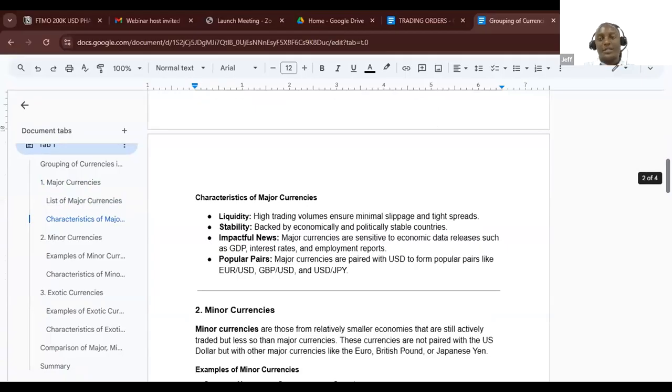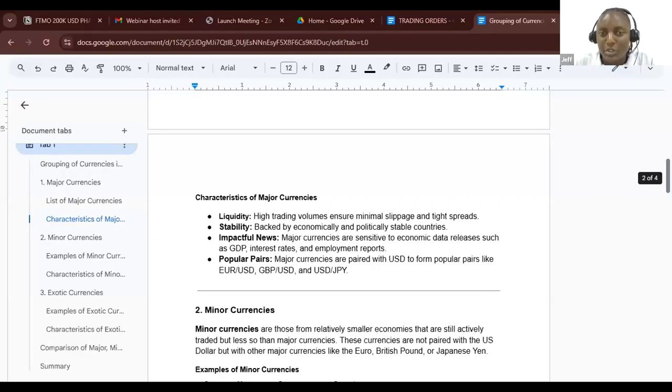Then two, we have stability. They are backed by economically and politically stable countries. If you have probably heard of G10 currencies, those are the major currencies, and they're the ones that we've talked about: the euro, the pound, the dollar, the Australian dollar, New Zealand dollar, Japanese yen, Canadian dollar, and such kind of currencies. So they are very stable. They are backed by economically and politically stable countries.